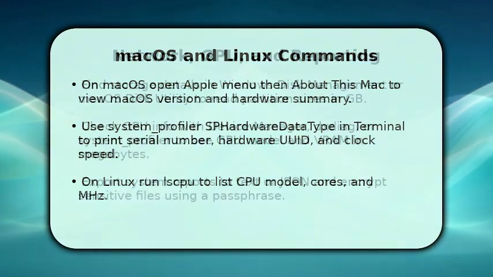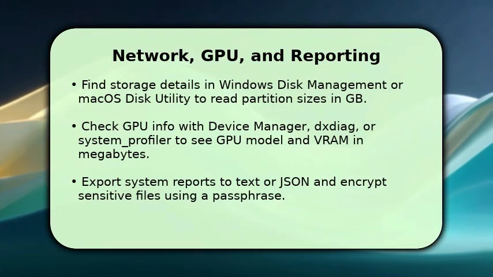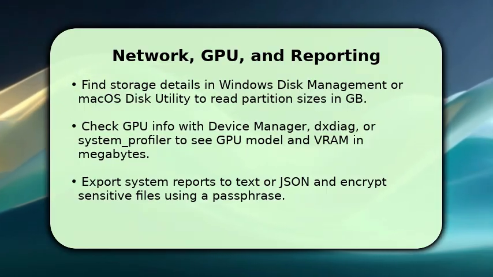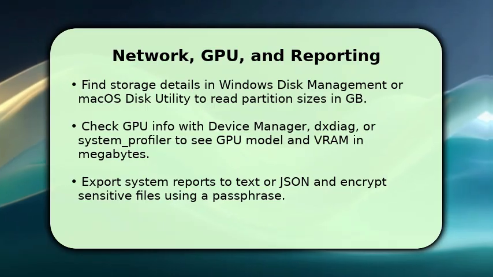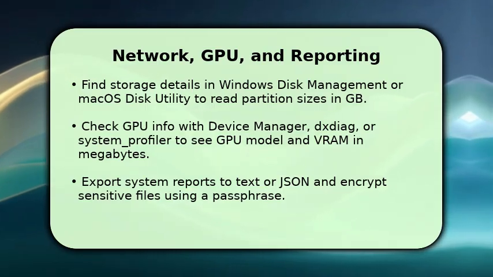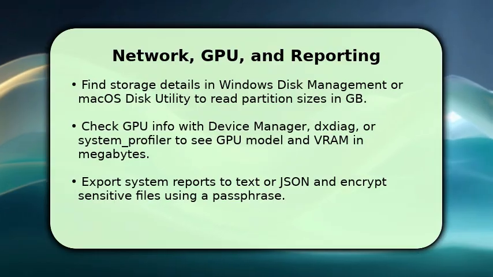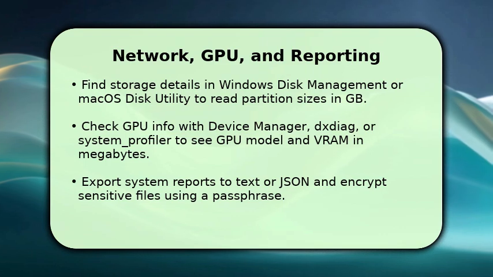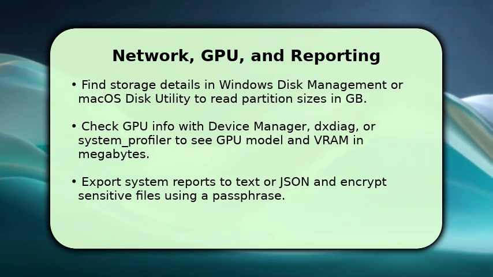Find storage details in Windows Disk Management or Mac OS Disk Utility to read partition sizes in GB. Check GPU info with Device Manager, dxdiag, or System Profiler to see GPU model and RAM in megabytes. Get network hardware and MAC addresses from ipconfig /all, ifconfig, or settings network details.